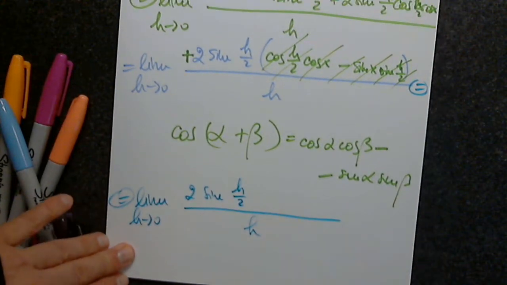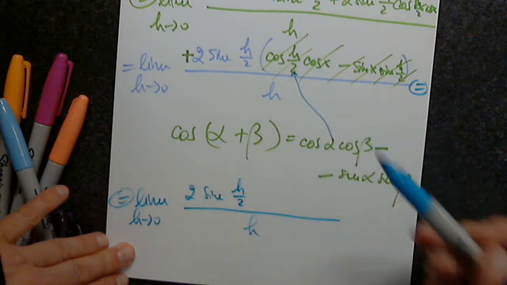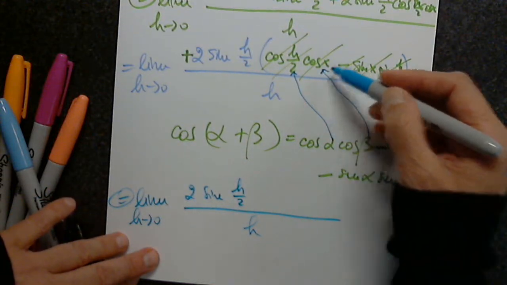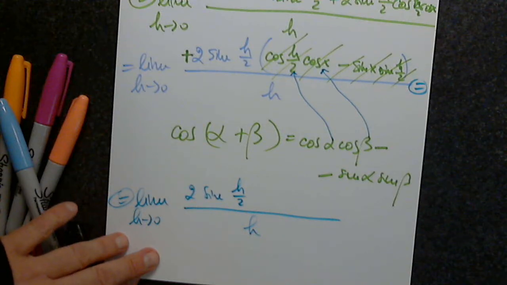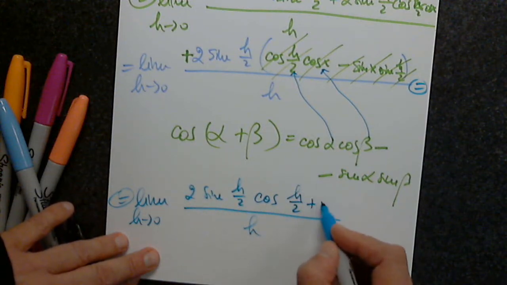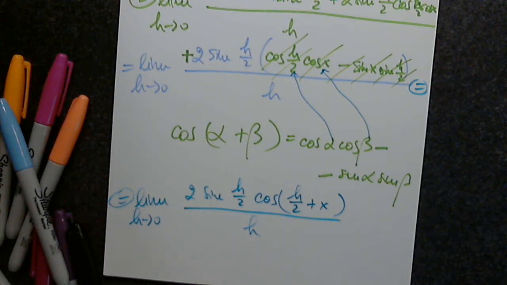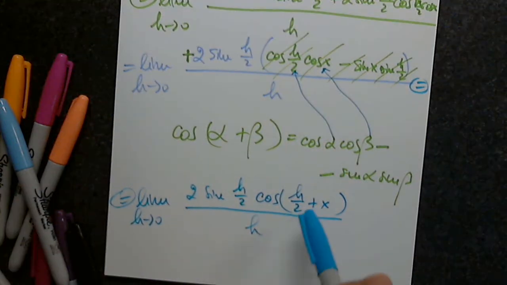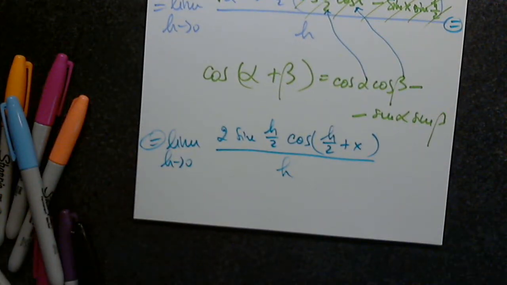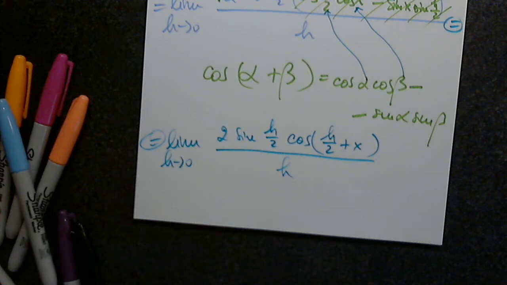By what? So this is my x over 2, h over 2, and that's my cosine of h over 2 plus x. Yes. So this whole piece was changed into this. Okay. Almost there?